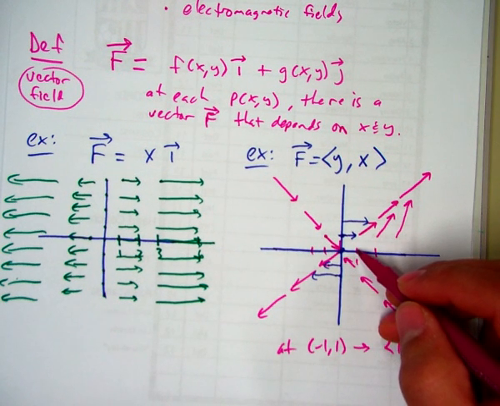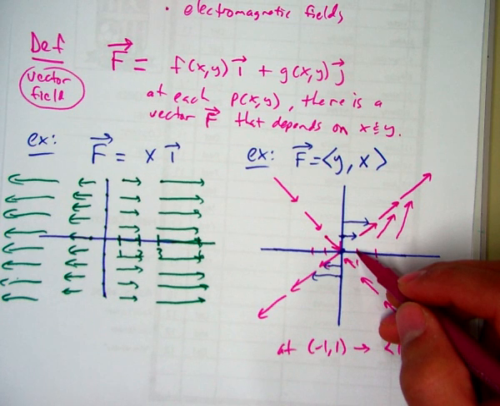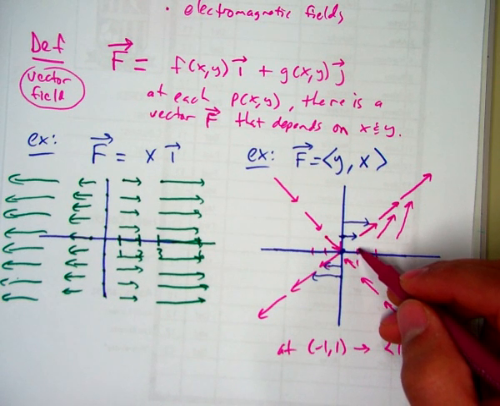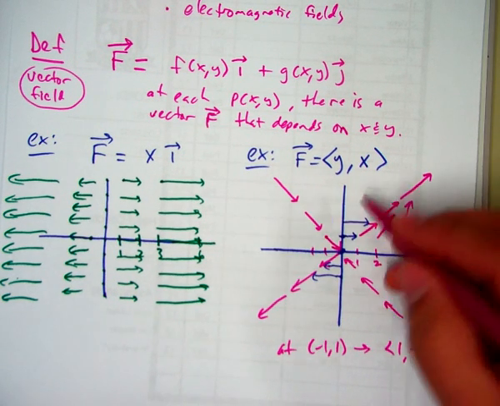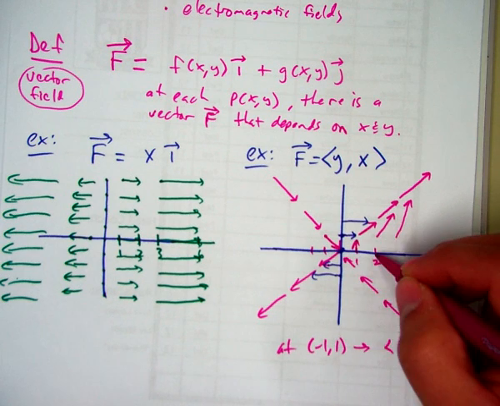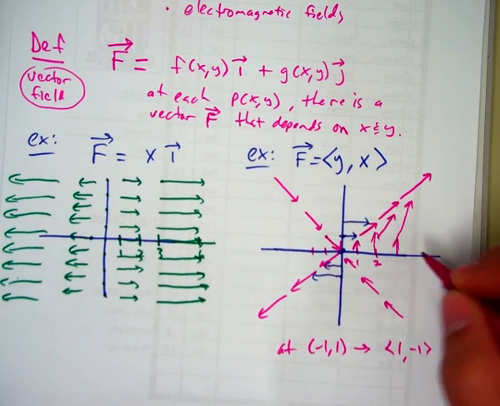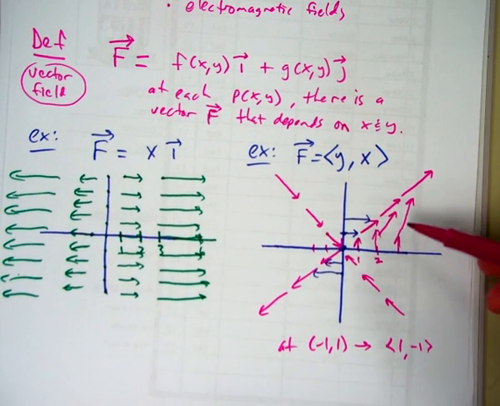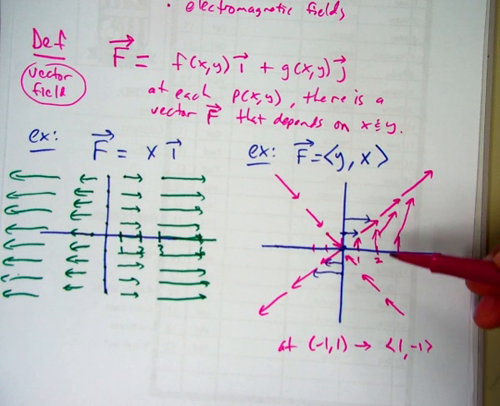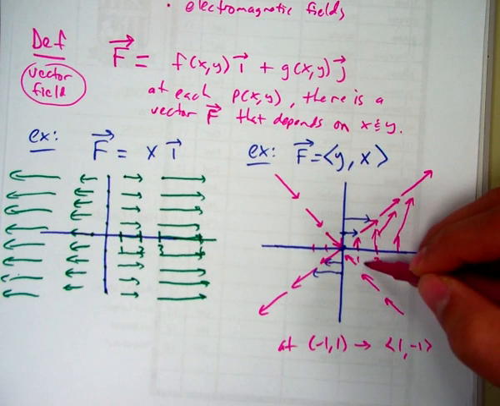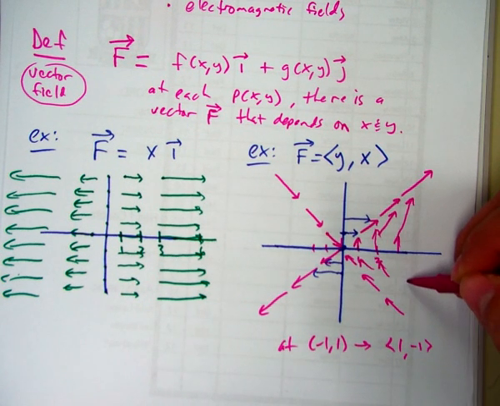Did we do 1, 0 yet? No, we did not. 1, 0 becomes 0, 1, so we're pointing that way. 0, 2 points this way. Do you guys kind of see what's going to happen here? It's like shooting to the middle.